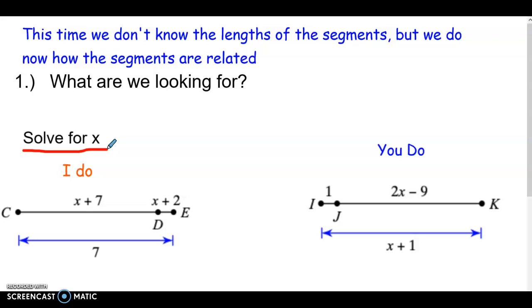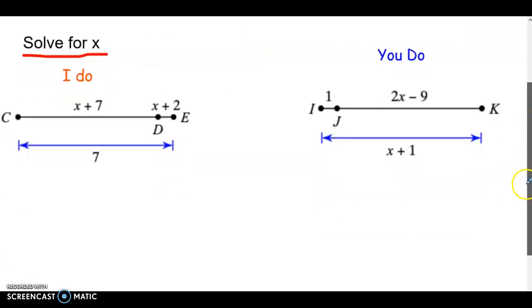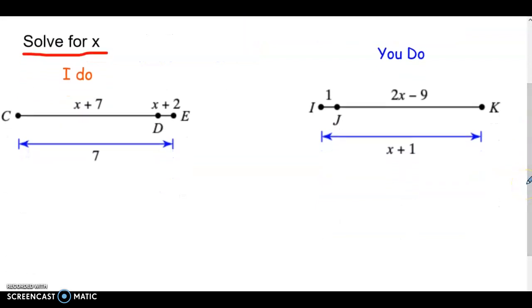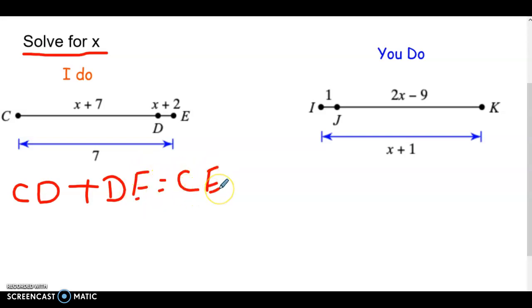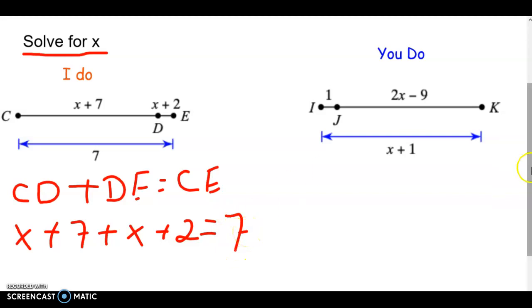I can do the same thing I did a few minutes ago, where I can just write an equation. So let's do that. I have a big segment here, well, relatively big. I have CD, plus I have DE, and that equals CE. So I have the small segment plus small segment equals the full length. CD is x plus 7, and DE is x plus 2, so we can add that together. Equals CE, which is 7. Okay, so now I have an equation.